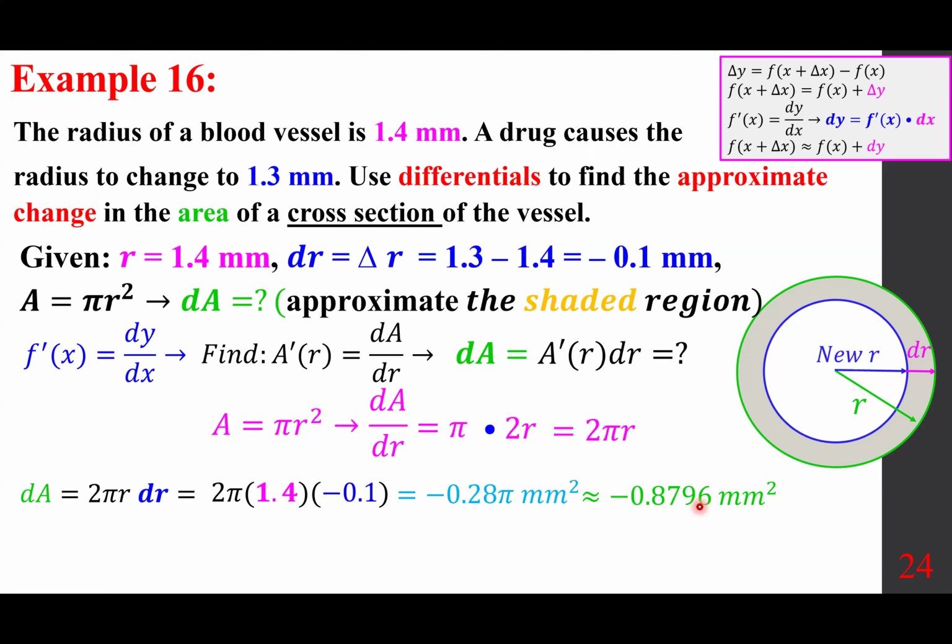What does it mean? The area of the cross section of the vessel is decreasing by this much. When you say decreasing, you don't write the negative sign anymore, okay? 0.28 pi.